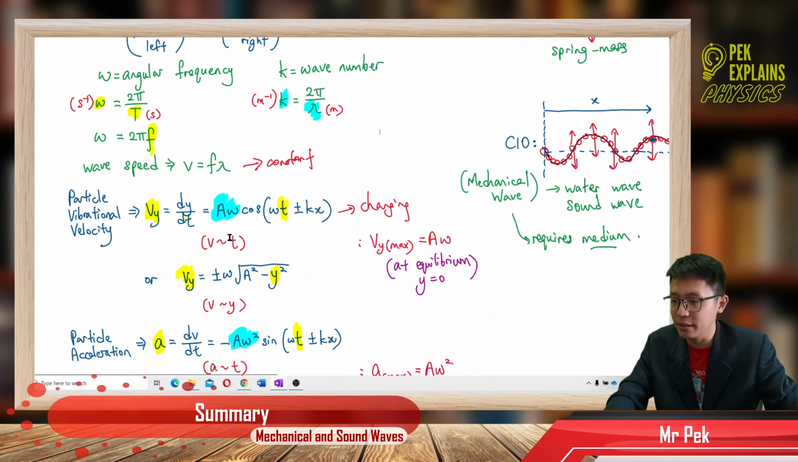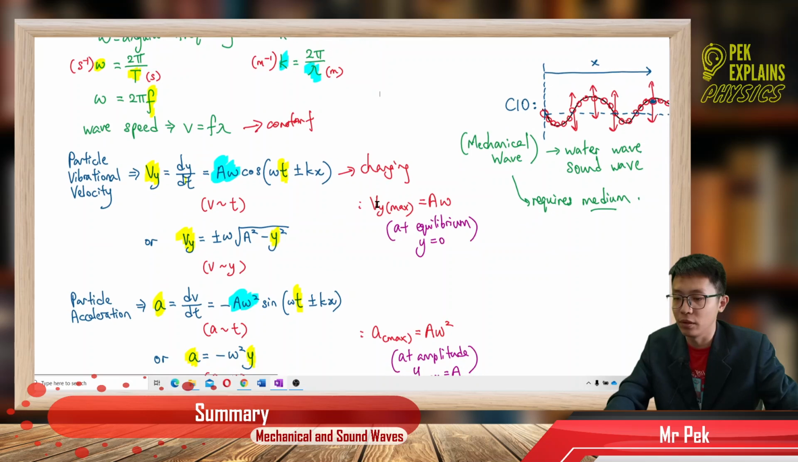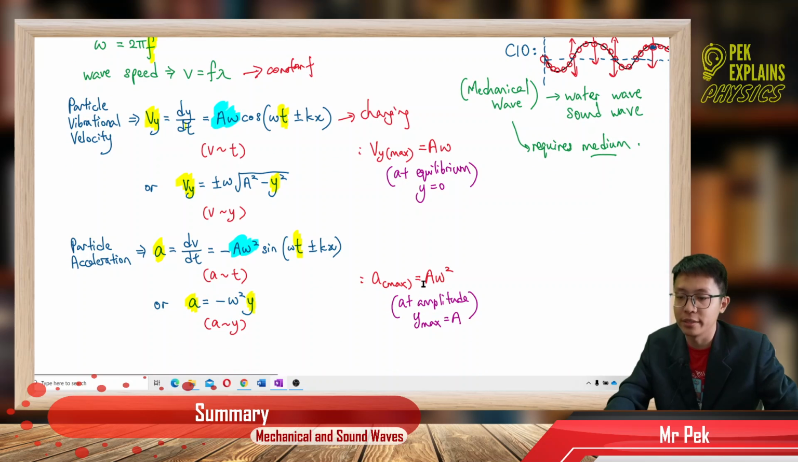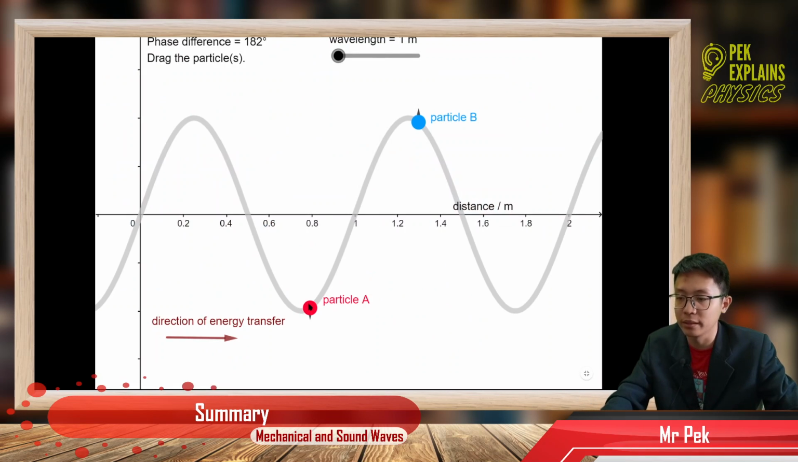So same thing, the maximum velocity is still A omega like before. Maximum displacement is A, maximum velocity is A omega, maximum acceleration is A omega squared, just like before in chapter 9, simple harmonic motion. And we have maximum velocity A omega at the equilibrium. That means when this particle goes to the equilibrium, it has maximum velocity A omega. At the amplitude, velocity is 0. Okay?